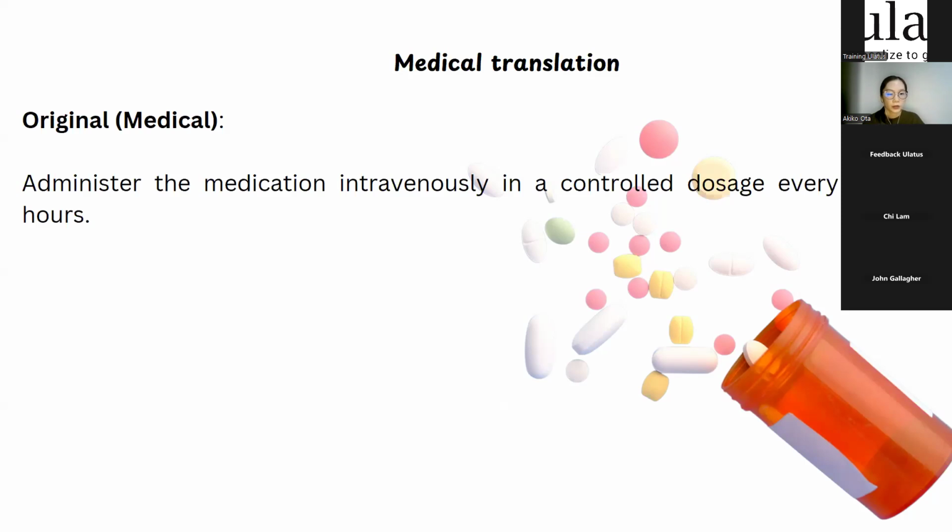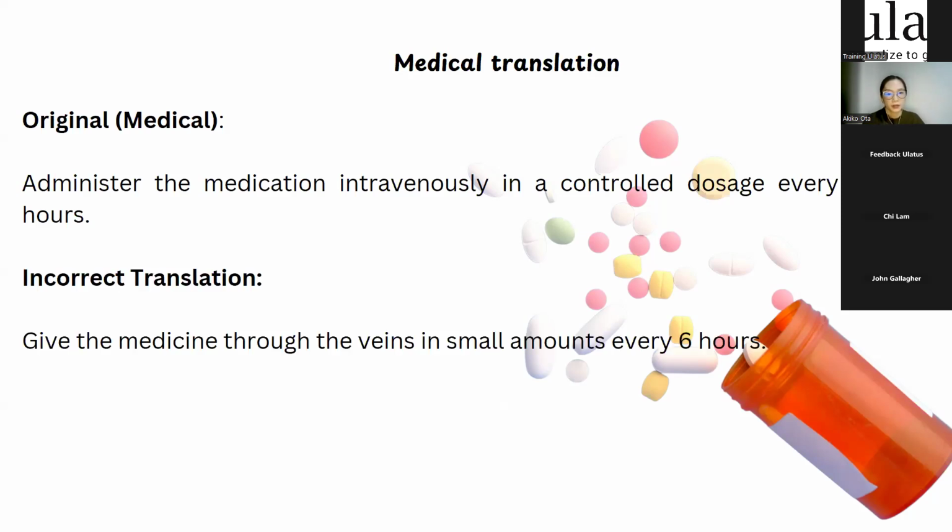Okay, I will share the incorrect approach here as well. Give the medicine through the veins in small amounts every 6 hours. Again, here terms like intravenously and controlled dosage have specific medical meanings. So simplifying these words can lead to misunderstandings in a medical context or even ambiguity. We have a suggestion: intravenously administer the medication in controlled doses every 6 hours.